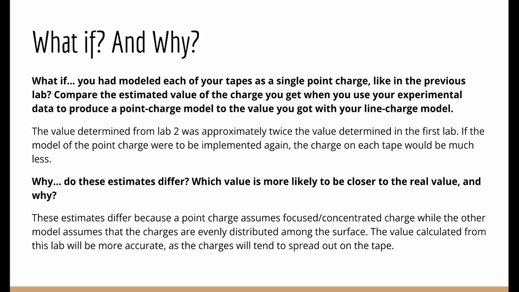And why do these estimates differ? Which value is more likely to be closer to the real value, and why? I said that these estimates are going to differ because a point charge assumes a concentrated charge, while the other model is going to assume that the charges are evenly distributed. And the value calculated from this lab will be more accurate since it represents the evenly distributed charges, since charges are going to tend to spread out on the surface of the tape.